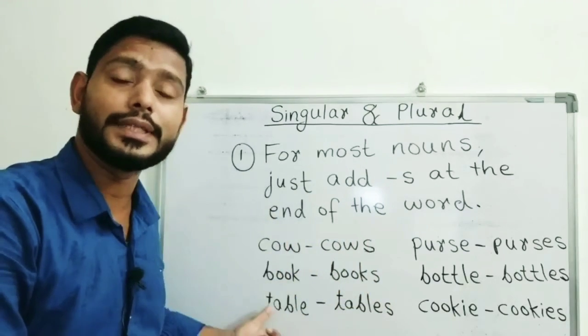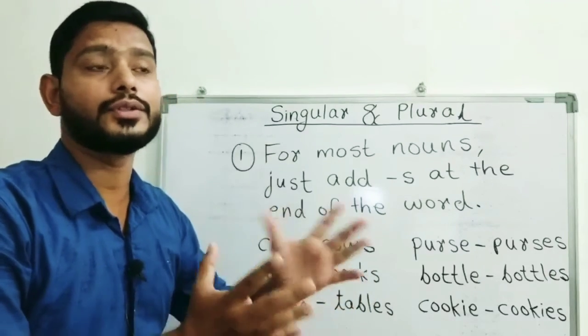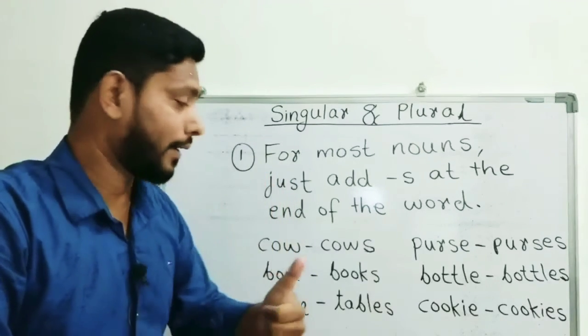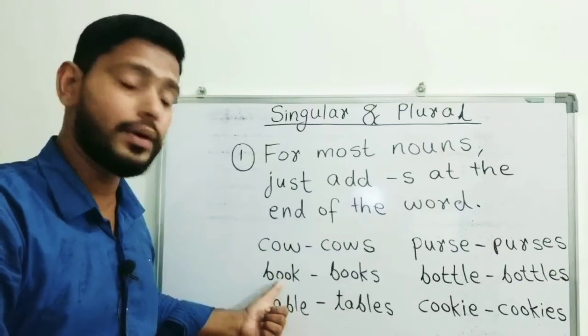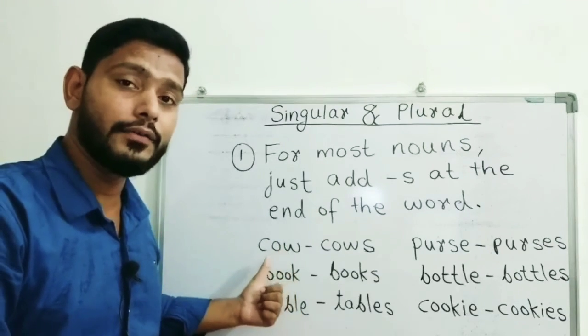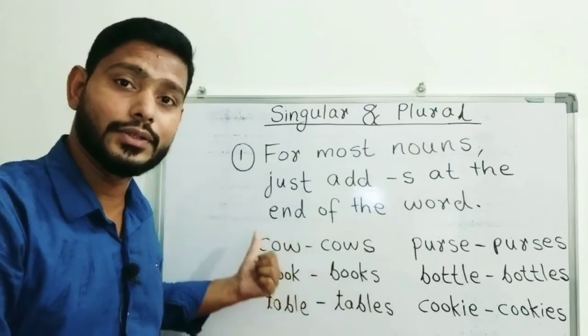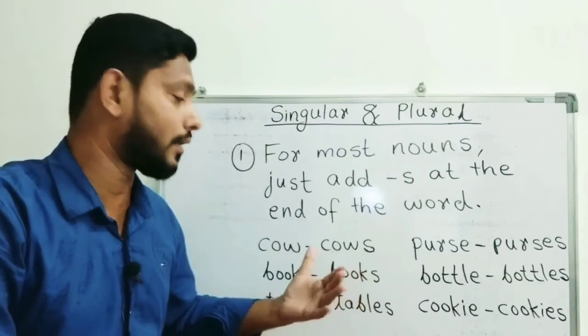These nouns can be changed to plural, and plural means what? That you already know. That refers to more than one. Singular means that always refers to only one. Okay, and one, that is only one cow, a book, a table. And if you want to tell something more about these kinds of singular, then we have to use the plural forms. So this is the basic thing that we have to use.